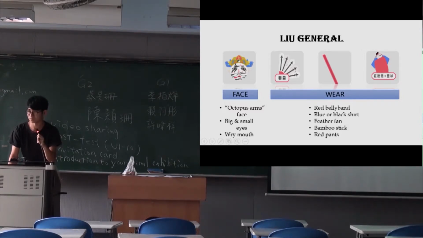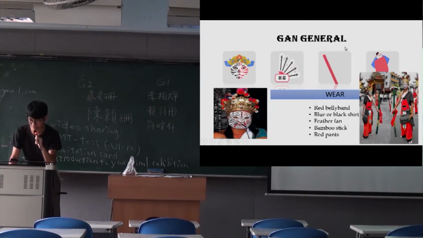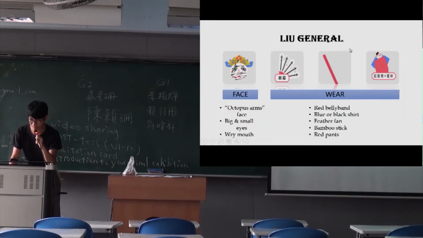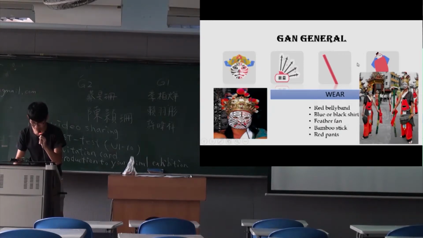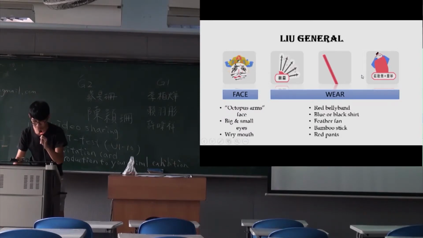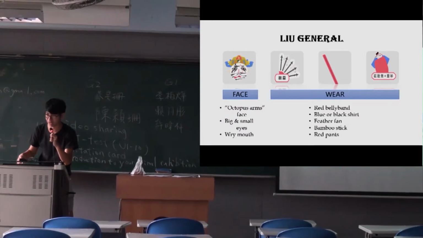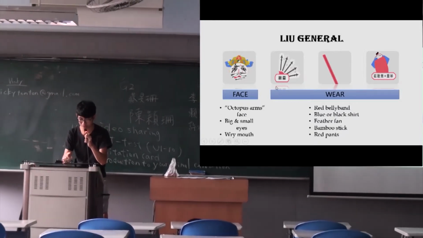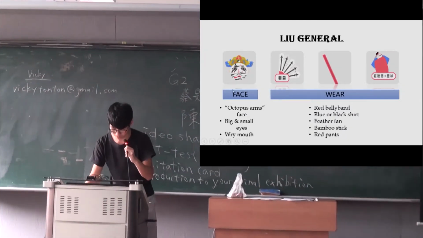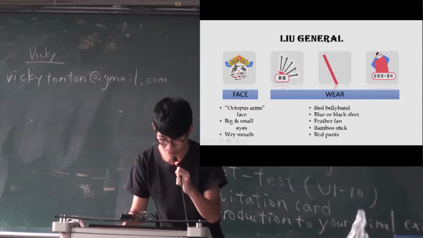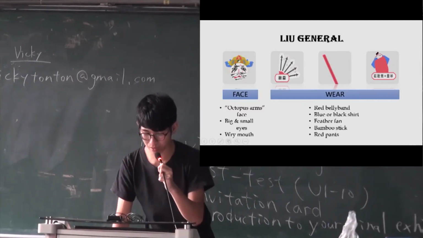戒棍，which 戒？惩罚惩戒的戒，然后 this bamboo stick， 然后 feather fan, red pants， 然后他们的肚兜。Second is Liu General. Liu General, his name is Yu Liu, and his job is also carrying out the penalty like Gan General. They are the same job. And in addition, he wears the same thing as Gan General.